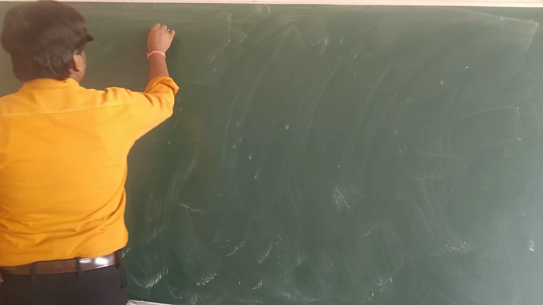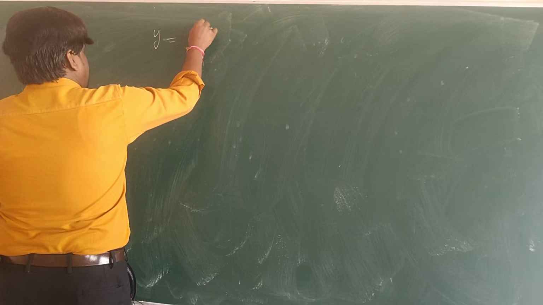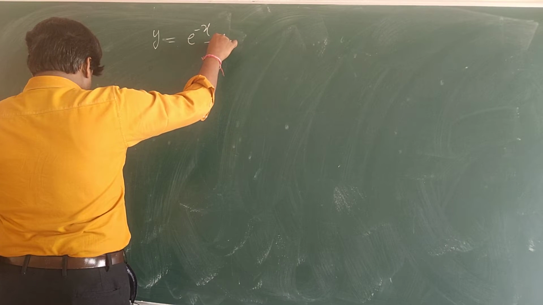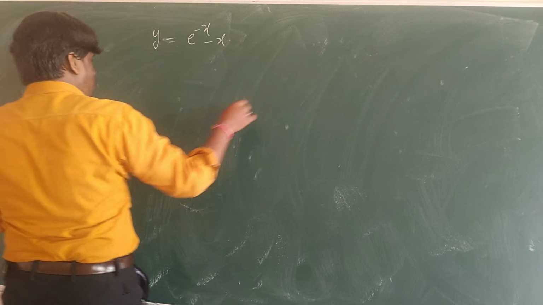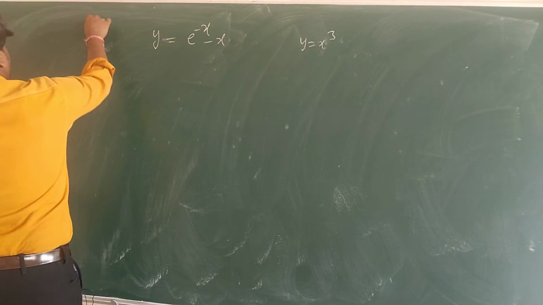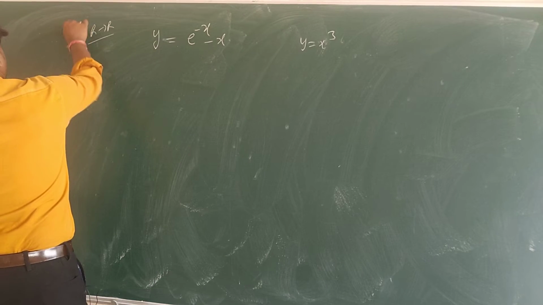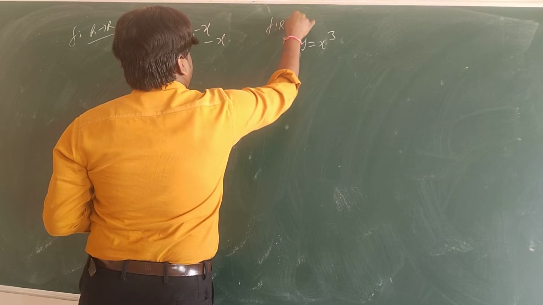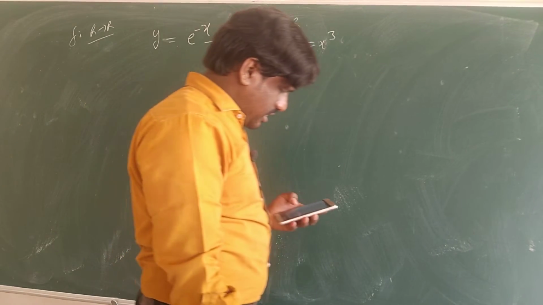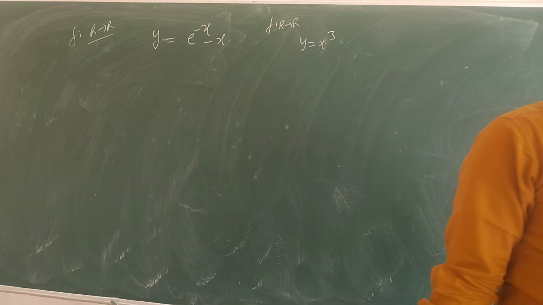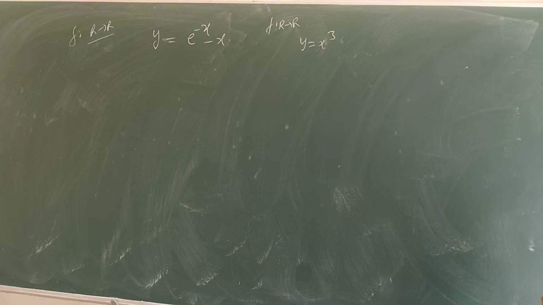y is equal to e power minus x, okay, and y is equal to x cube. These are functions from R to R. This is also a function from R to R. Whether this is 1-1 or not, check it. Okay, tell me, sir.